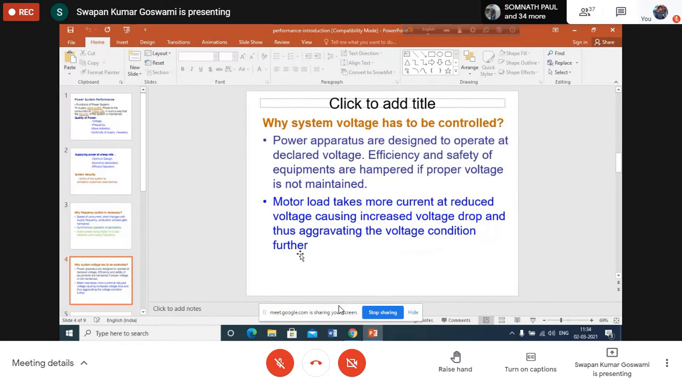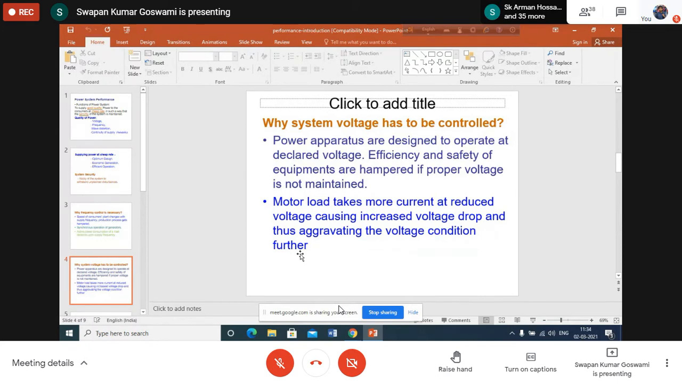As the terminal voltage is decreasing further, this motor load again will consume more current. That means the current drawn by the motor from the system will increase further. Because of increased current, again the voltage drop will increase. So in this way, there will be a cascading effect, and because of the cascading effect, there may be continuous reduction of voltage at the consumer end, and this may finally lead to the problem of so-called voltage instability of the power system.